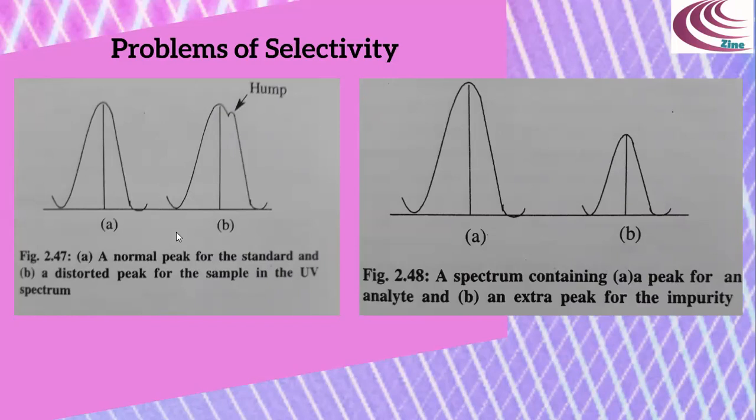If a well-defined extra band occurs in the system, as we are observing in figure 2.48, a spectrum containing a peak for an analyte and an extra peak for the impurity, there is a possibility of another spectrometrically active component in the system. This problem can be solved by using a binary or a multi-component system analysis, or by using derivative spectroscopy.